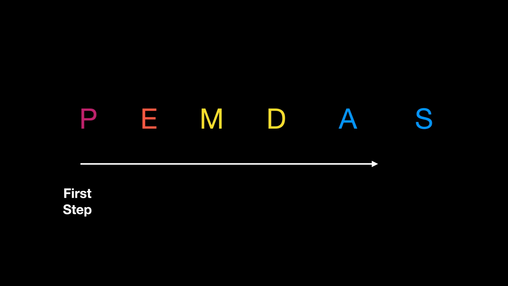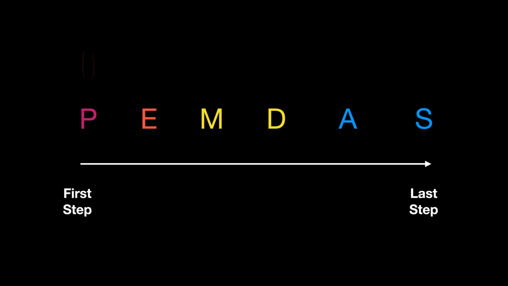All right, in this video, we're looking at the order of operations, better known as PEMDAS. This is just going to tell you the order in which to solve problems. Let's take a look at what each letter means. We're going to start with P, which is our first step, and it's going to go all the way to S, which is our last step.